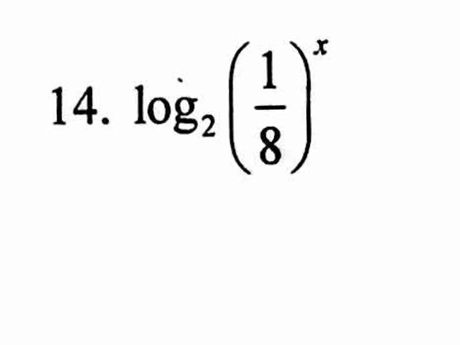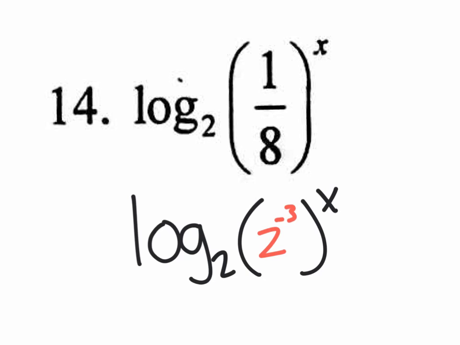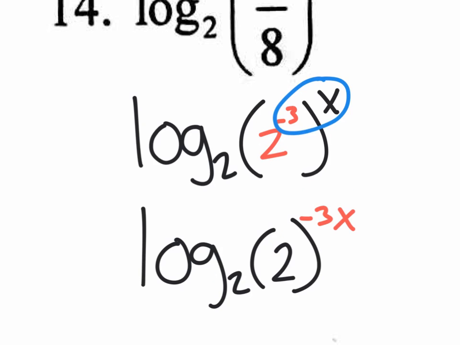Jumping to number 14, what number would I like to have in the parentheses here? 2. That's right. So we're going to rewrite that as 2 to the negative 3 power. After all, that does equal 1/8 with the negative exponent. So you multiply the exponents and you'll get negative 3x. And of course, log base 2 of 2 cancels out, which means that your answer is negative 3x. Final answer there.